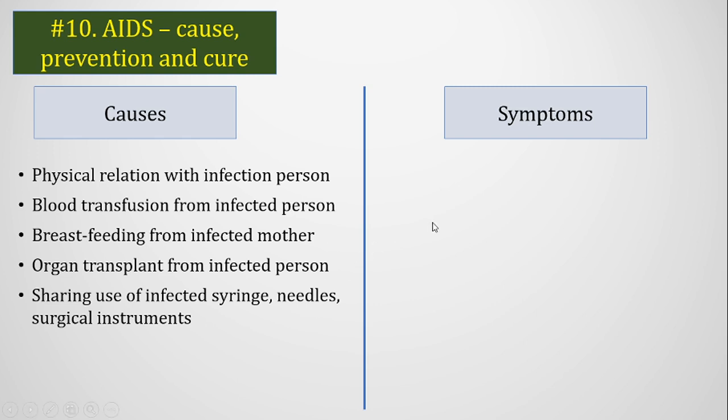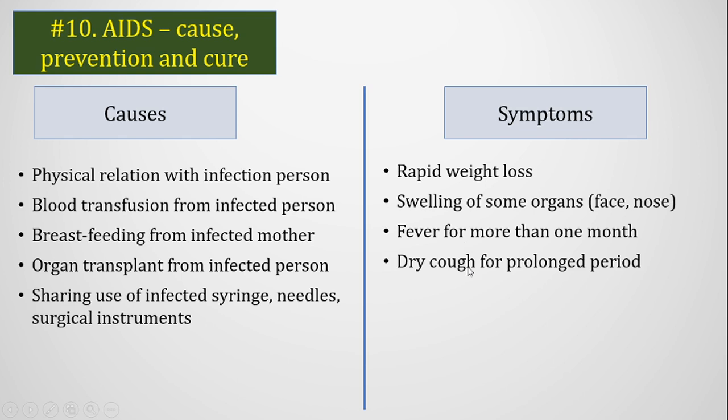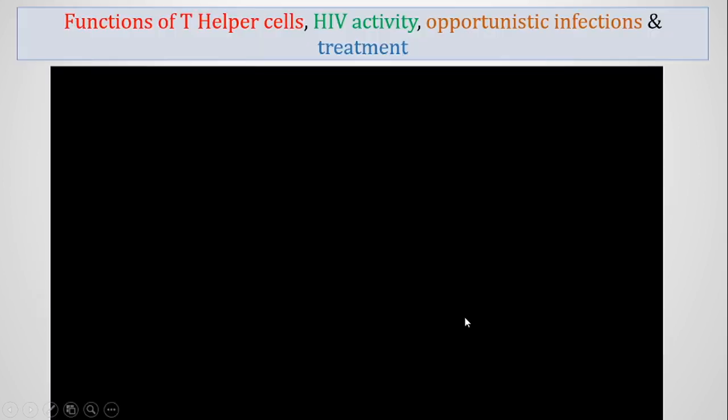So what are the symptoms presented by HIV infection? We know that the HIV virus enters into the body of a healthy person and it can remain dormant for several years. But when they become activated, they rapidly multiply, and then it produces some problems inside the body. So what happens? There might be rapid weight loss of the infected person, and there might be swelling of some organs, face and nose. Fever may be present for more than 1 month. There might be dry cough for a prolonged period of time. There may be pain in the armpit and itching in the whole body, etc.